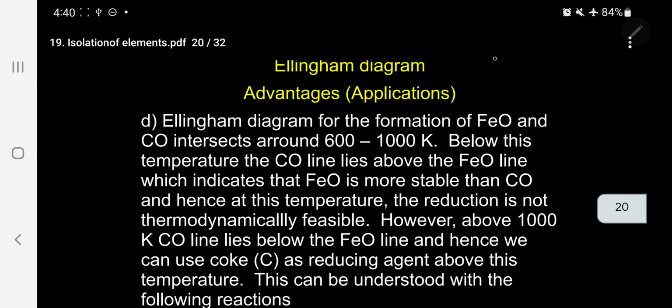The Ellingham diagram lines for the formation of iron oxide and CO intersect around 600 degrees centigrade. Below this temperature, the CO line lies above the FeO line, which indicates FeO is more stable than CO, and here reduction is not thermodynamically feasible. However, above 1000 degrees centigrade, the CO line lies below the FeO line and hence we can use coke as a reducing agent above this temperature. This can be understood with the following reaction. Kindly follow.